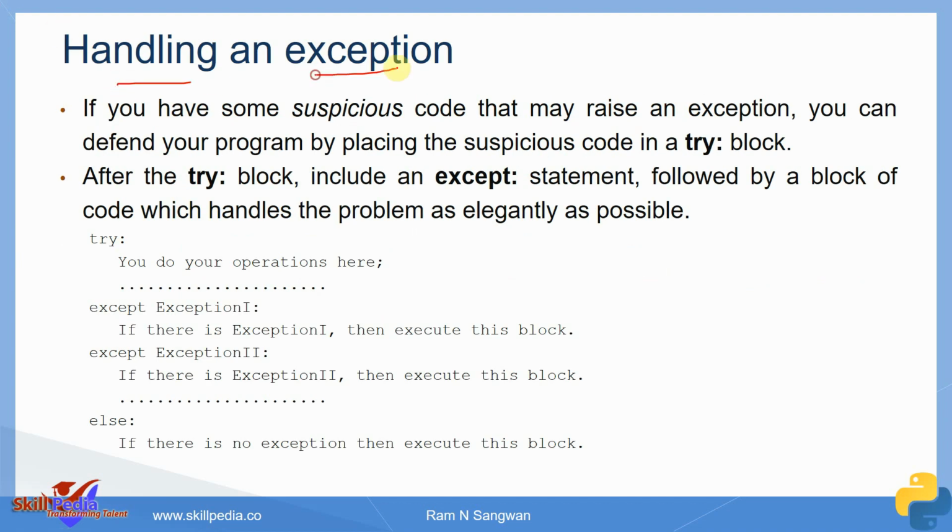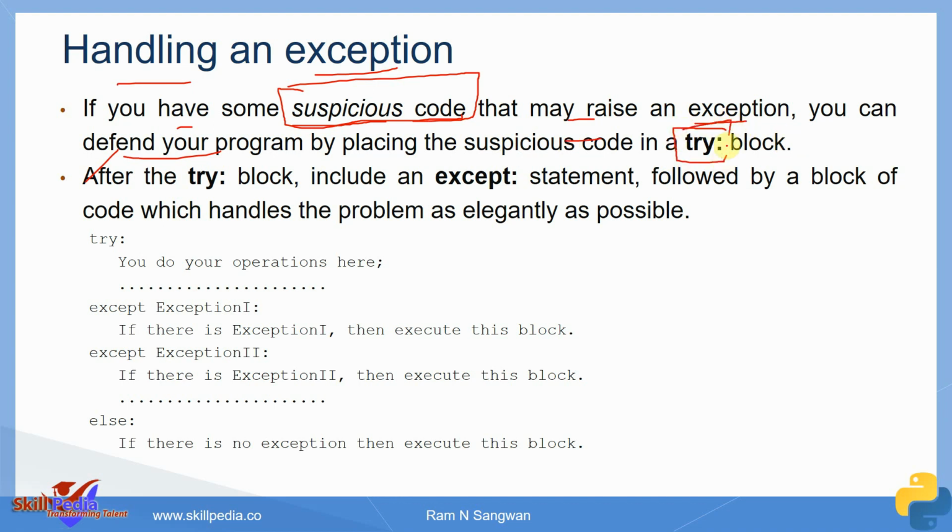How to handle an exception? If you have some suspicious code, that's where your knowledge will come into the picture. You cannot say in advance; you just put it under suspicion. If you feel there's some code which is suspicious, which you doubt may have an issue or error, you put that inside a block. So if you have some suspicious code that may raise an exception, you can defend your program by placing that suspicious code into a try block.